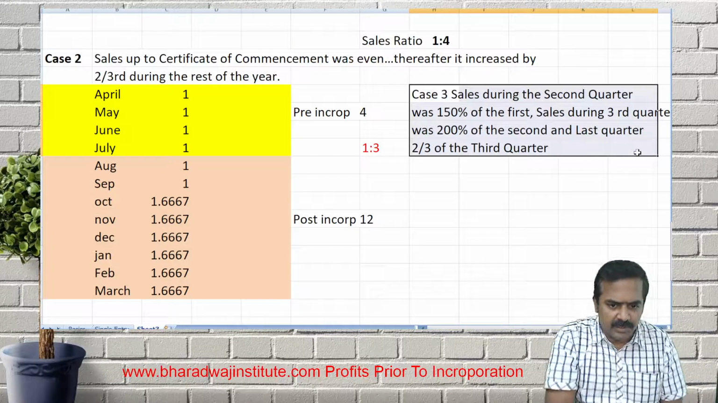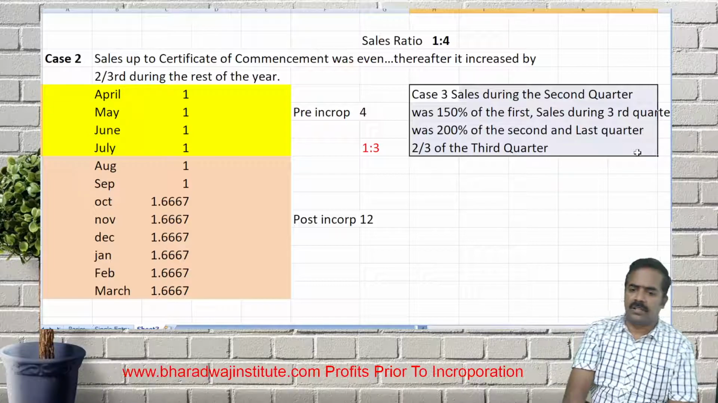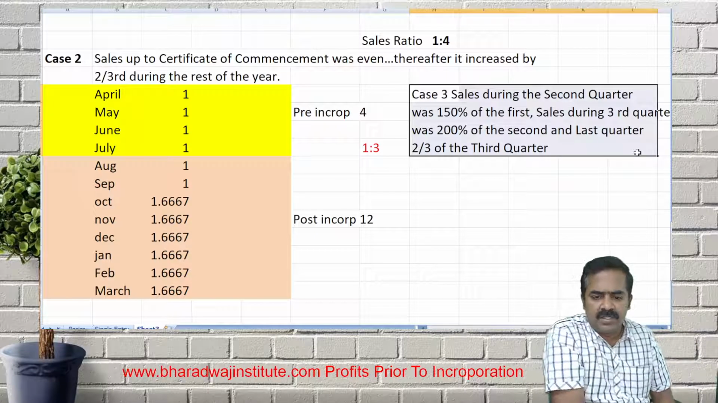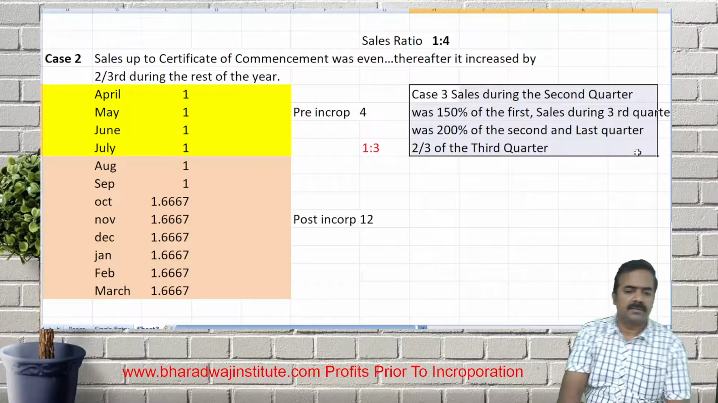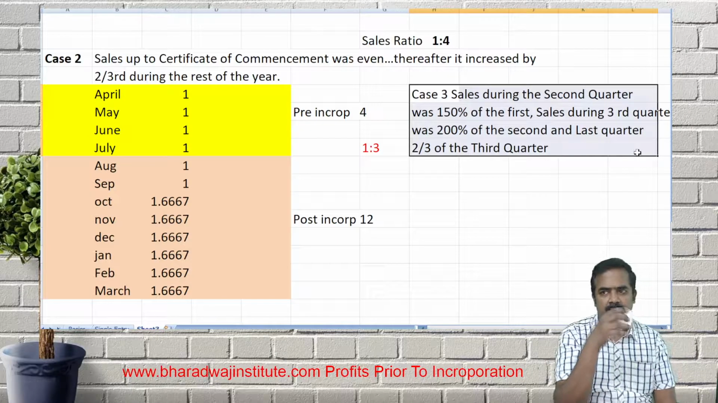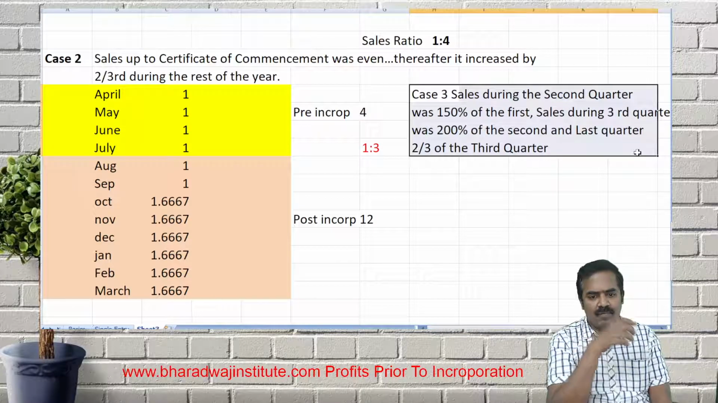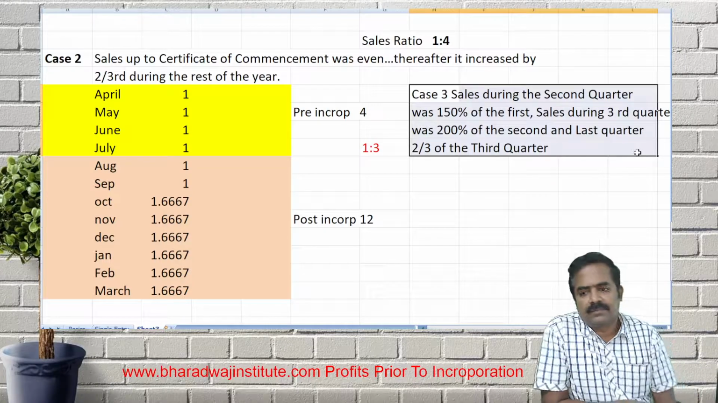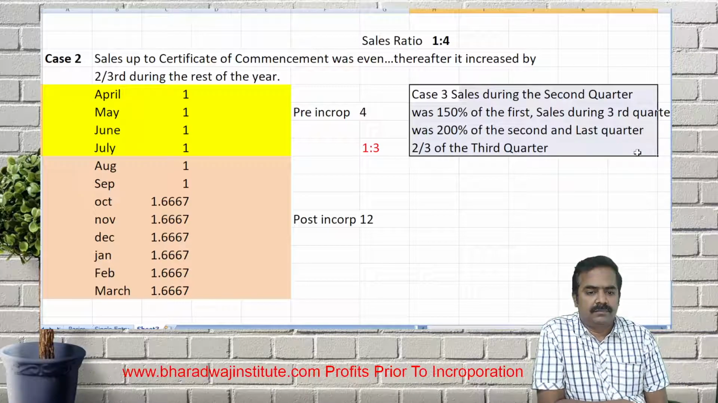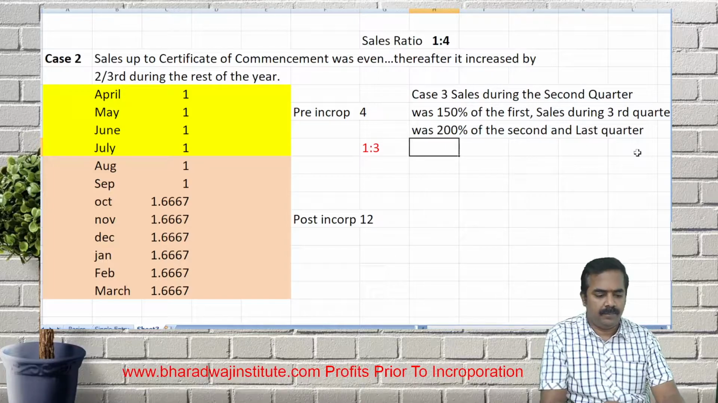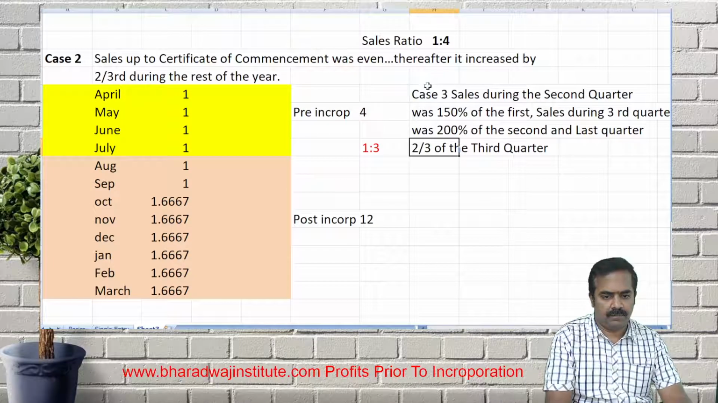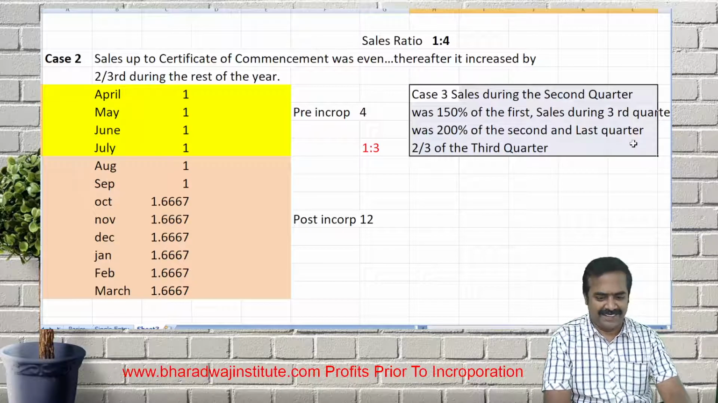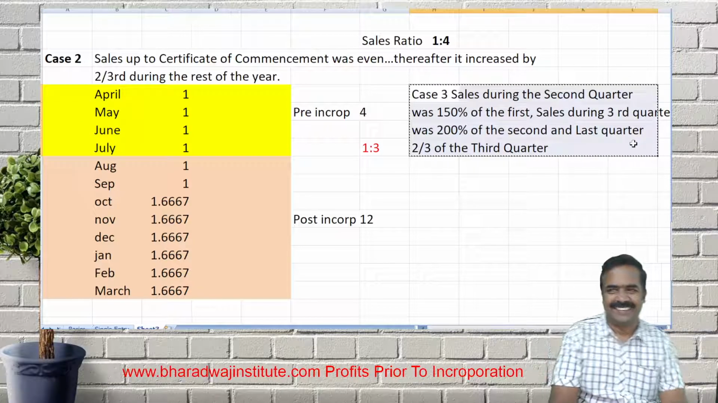Sales during the second quarter was 150% of the first quarter. Sales during the third quarter was 200% of the second quarter. Sales during the last quarter was 2/3 of the third quarter. சோ ஒரு குவார்ட்டர்னா 3 months போயிட்டு 3 ஆஃப் 4.